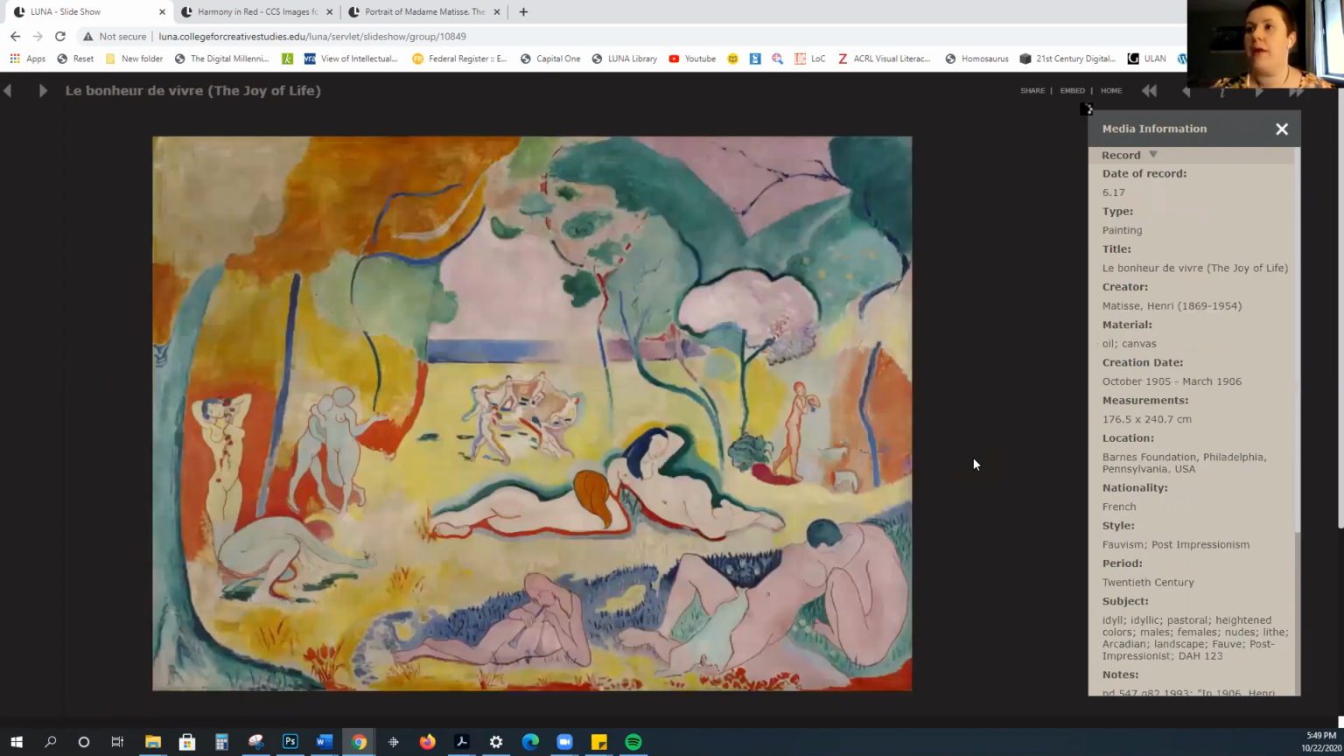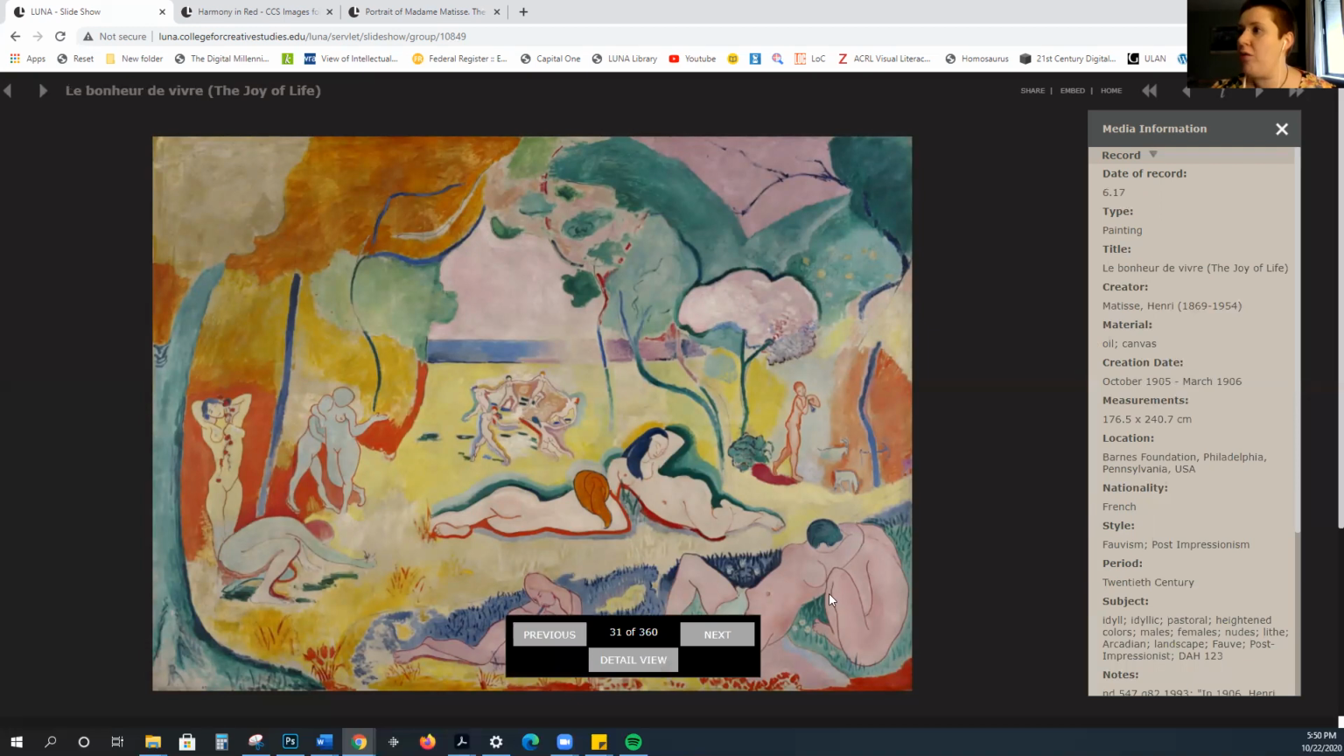Okay, again, so just some works. This is by Matisse. This is Le Bonheur de Vivre, or The Joy of Life. And again, you can see how flattened it is, how heightened the colors are, the outlines that are present in his work, okay?